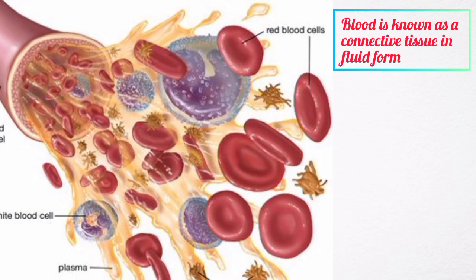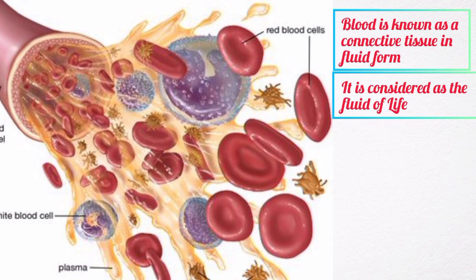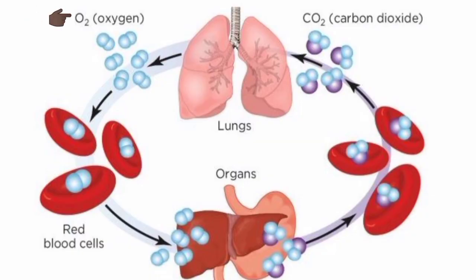Today we'll be talking about the physiology of blood. Blood is known as a connective tissue in fluid form. It is usually considered as the fluid of life because it carries oxygen from the lungs to all other parts of the body and carries carbon dioxide from all other parts of the body to the lungs.